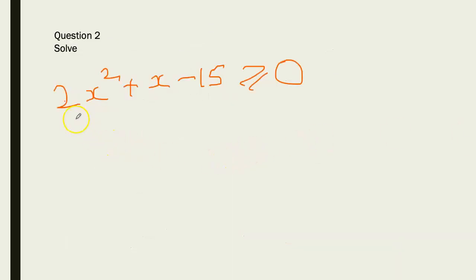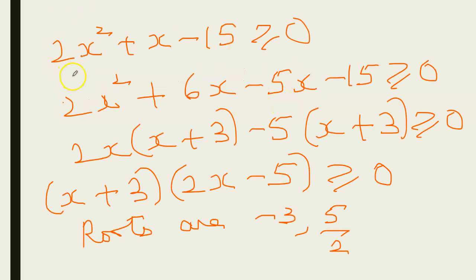Next question. Solve 2x squared plus x minus 15 greater than or equal to 0. So here again the coefficient of x squared is positive. So if we factorize, you get (x plus 3)(2x minus 5) greater than or equal to 0. So what are your roots? Minus 3 and 5 by 2.